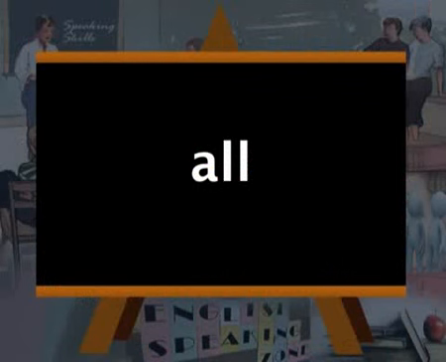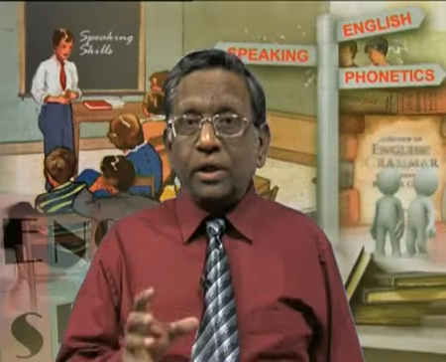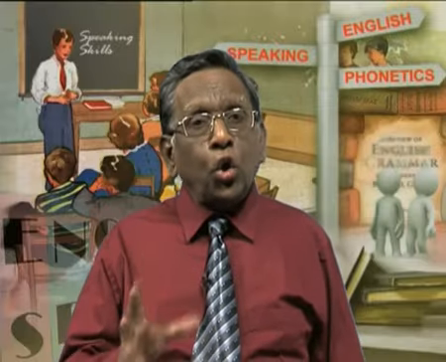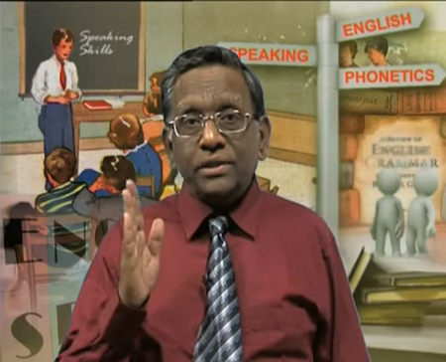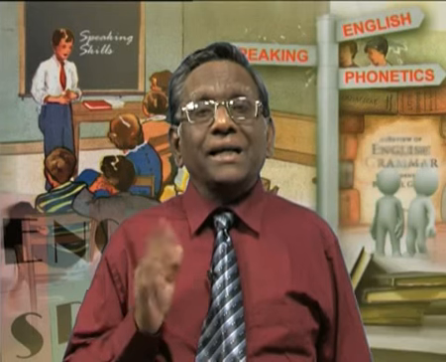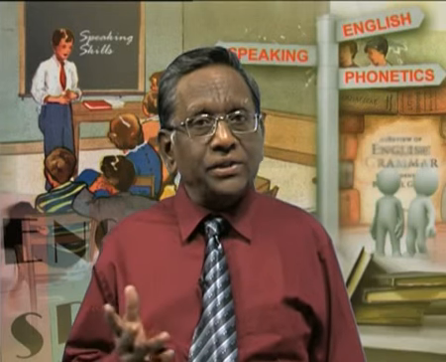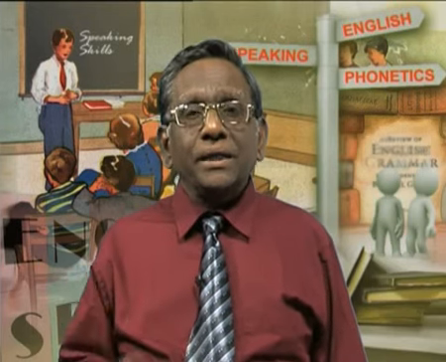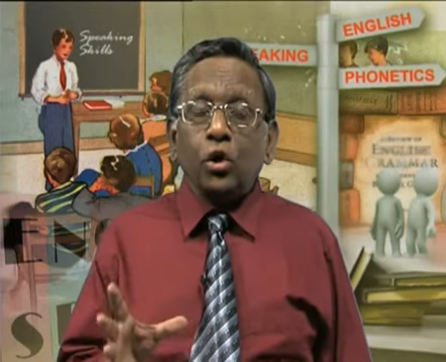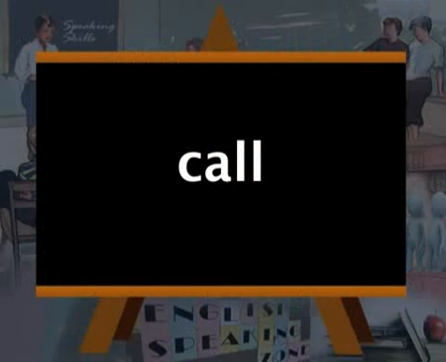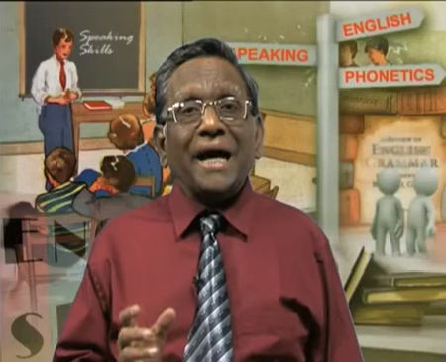Take, for example, the word A-L-L, all. The vowel here is a rounded vowel, it's a long vowel, so all. If you don't round your lips for this, you end up saying al. It doesn't sound like English. It is not al, it is all. All of them came. I got a call, C-A-L-L, call, not call.